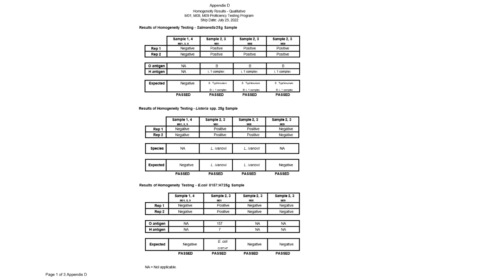Part of the report also includes the homogeneity data. This page represents homogeneity from the round for the Salmonella, Listeria, and the E. coli O157:H7. Everything passed. We also provide a copy of the instructions that were originally sent to participants of the round within the report.